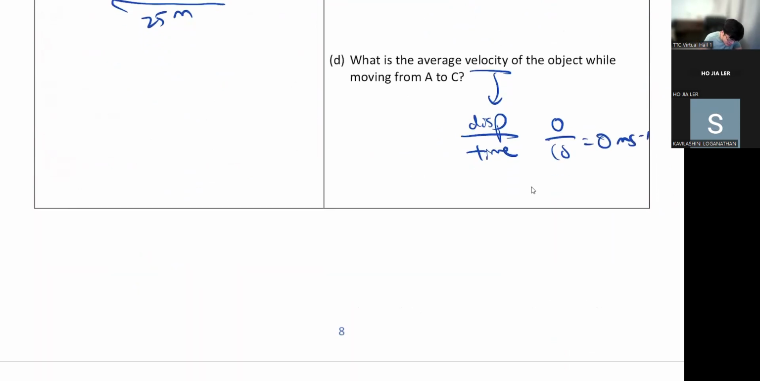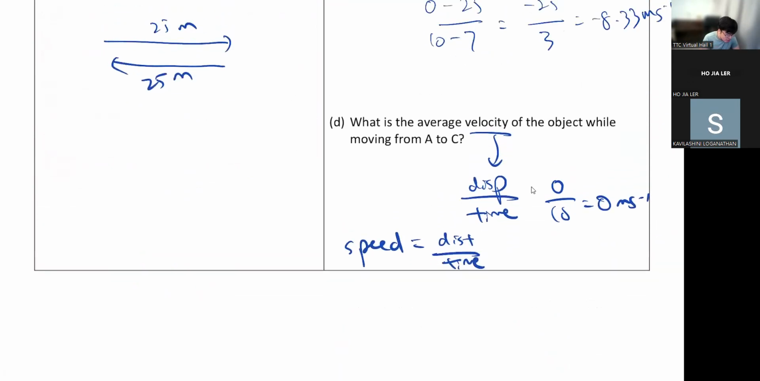But if they ask for speed, now it's distance divided by time. Distance is slightly different. Distance is the total. So what's the total? I move forward for 25. I move backward for 25. So the total is 50. Time is 10. So my average speed is 5 meters per second. My average velocity is 0 meters per second.